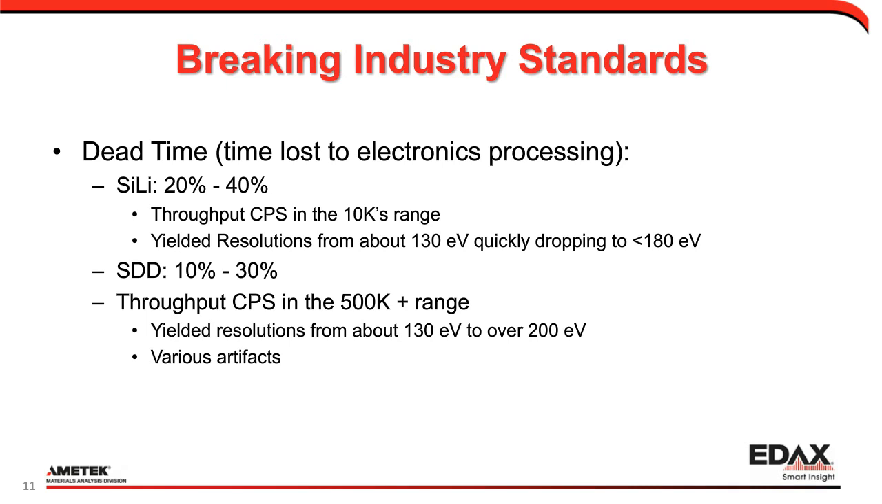With the SDD detectors, we've now pushed things towards the 10 to 30% dead time range, and that's because we have faster electronics. Those faster electronics allow us to get throughput in even the 500,000 plus counts per second range. When we do this, though, with the previous generation of detector electronics, we would often work at the 130 eV range, maybe sometimes in the 140 eV range as we got up to 100 or 200,000 counts per second.